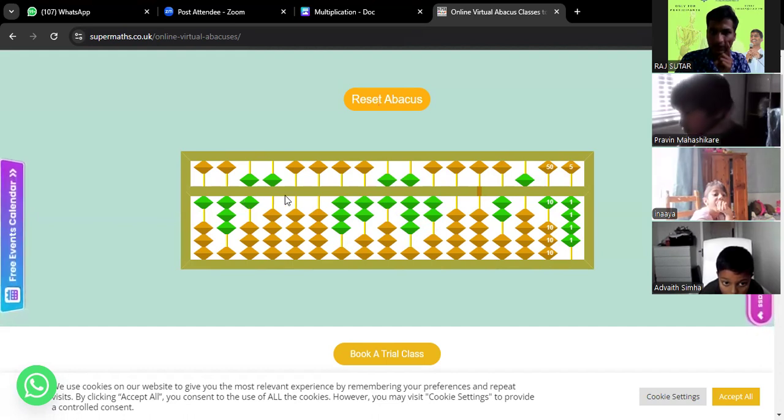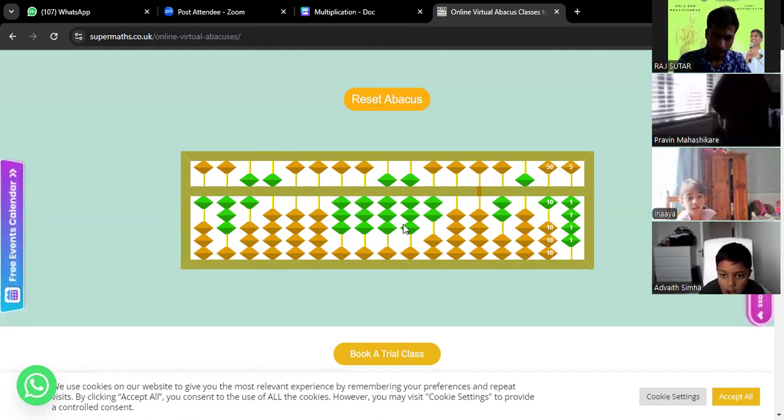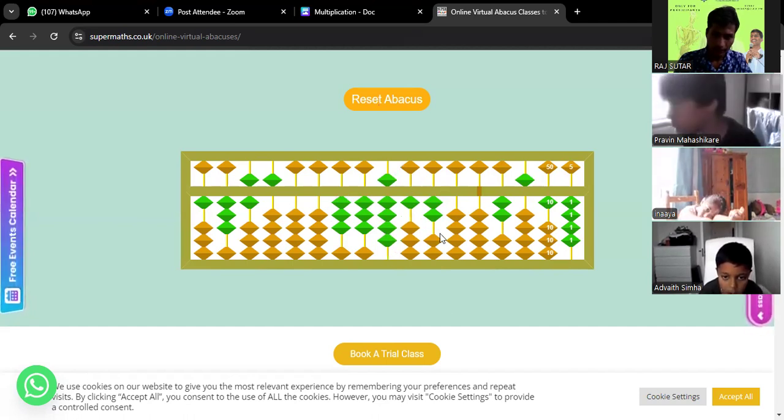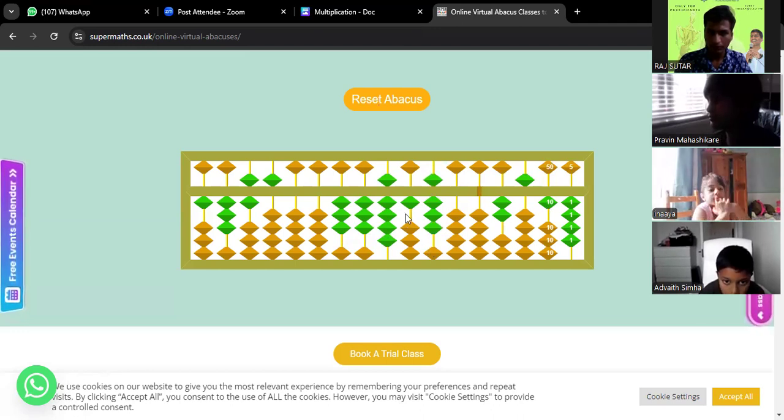Now this 6 will be placed on this rod. Which rod? 8th, 7th and 6th rod. So this is the 6th rod. So 6 multiplied by 2 is 12. So 1 here and 2 here. Then 6 multiplied by 5 is 30. So 3 and 0 here. Then 6 multiplied by 1 is 0, 6. So 0 here and 6 here. 30 we did here, na? 3, 0, 30.